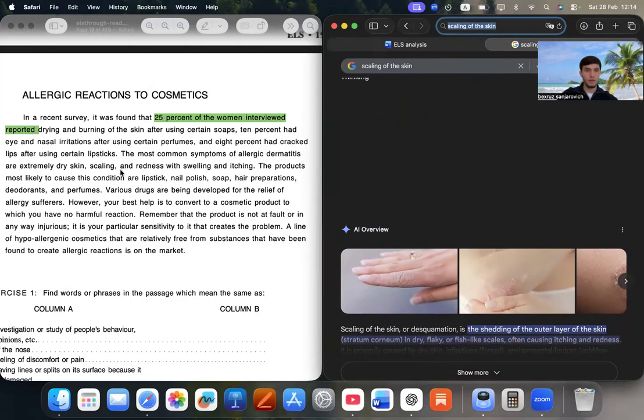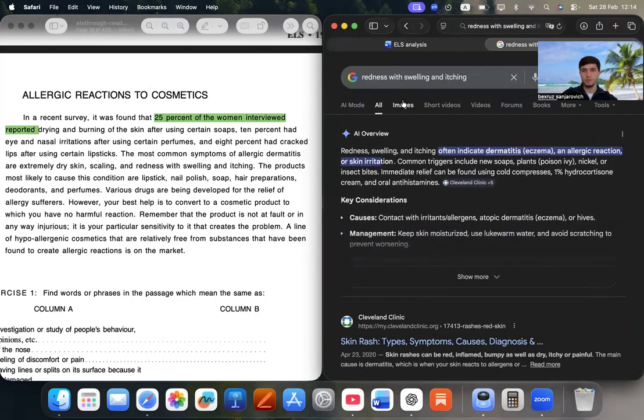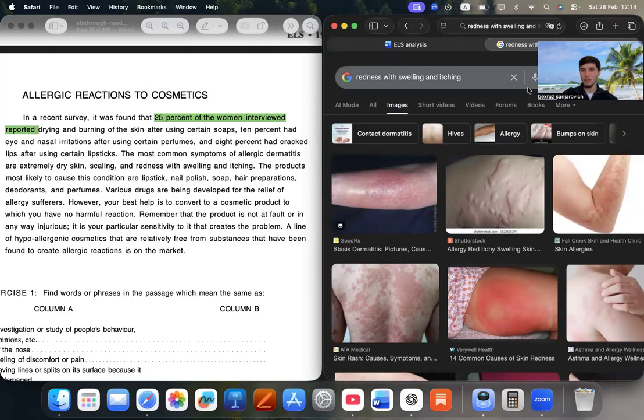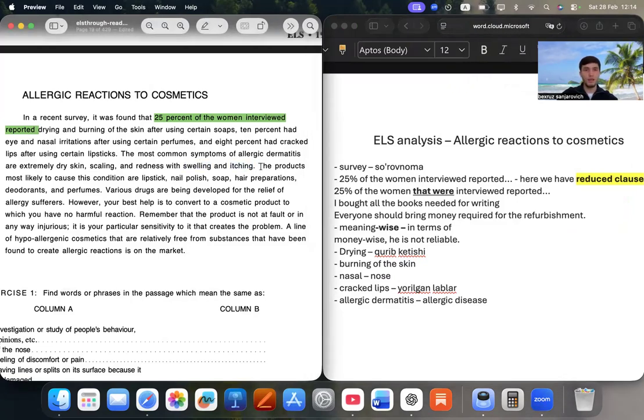And then the redness with swelling and itching. The redness with swelling and itching. This is a redness with swelling and itching, you see. That's not really a good thing, you know. So swelling degani ishib ketishi, itching qichishish. Okay, the products most likely to cause this condition are lipstick. Here also the same grammar is used: the products that are most likely to cause. Just a second.